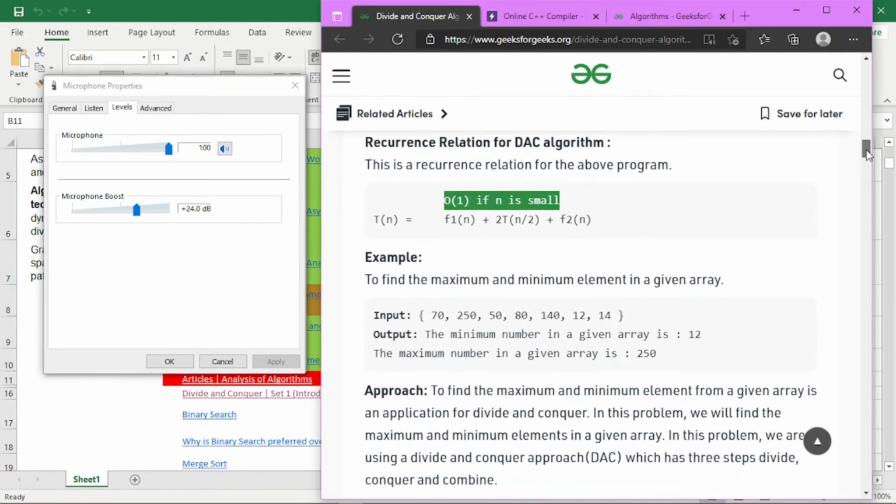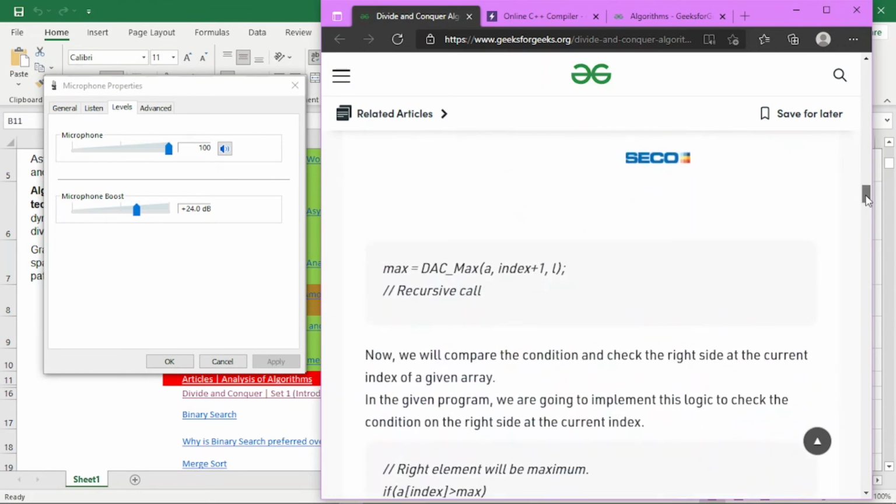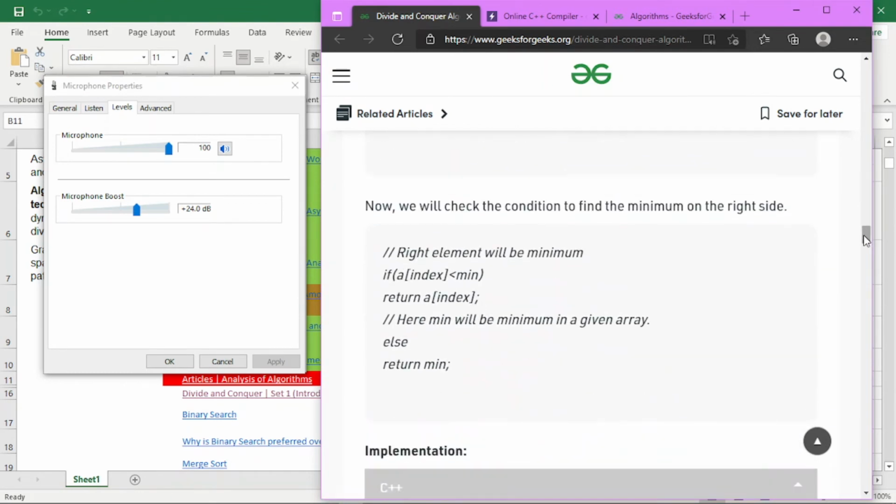You can see the example here as well. See the minimum and maximum. So actually what we have to do in this array is find the minimum element in the array and the maximum element in the given array. So minimum you can see it's 70 and maximum is 250. I'll just go to the code and explain what it's actually doing in the code.